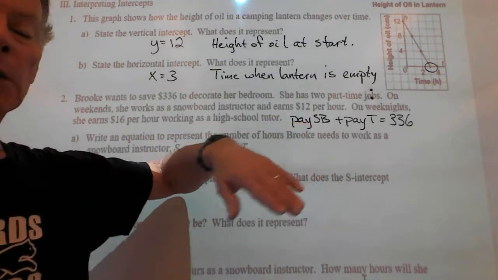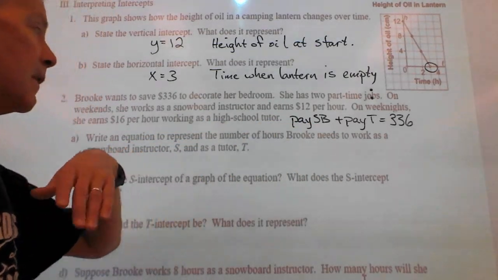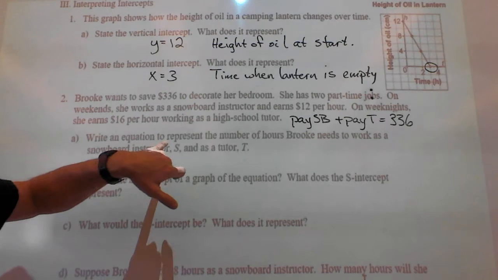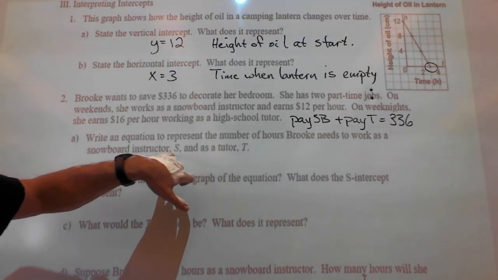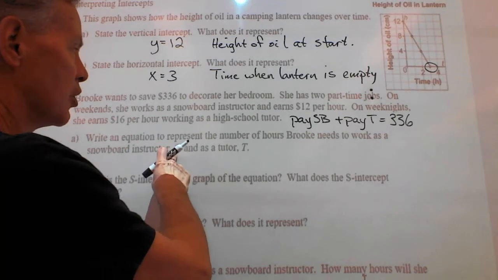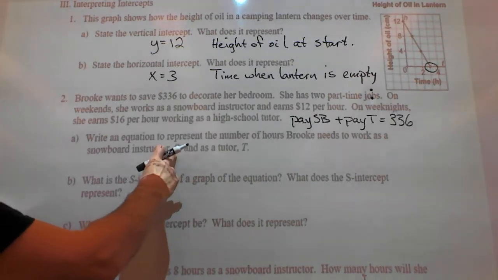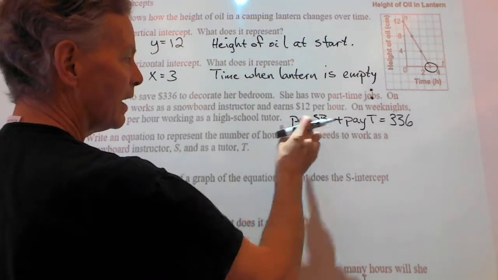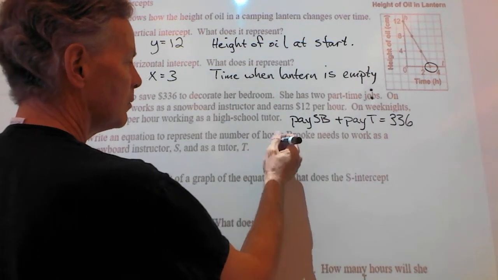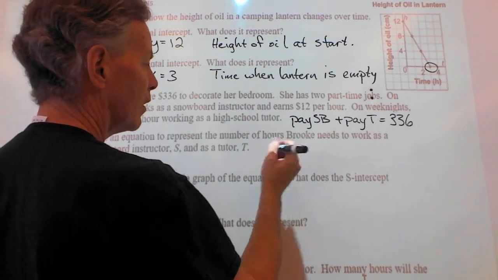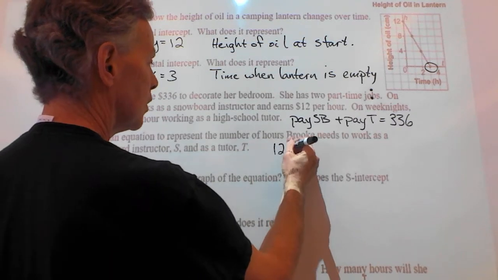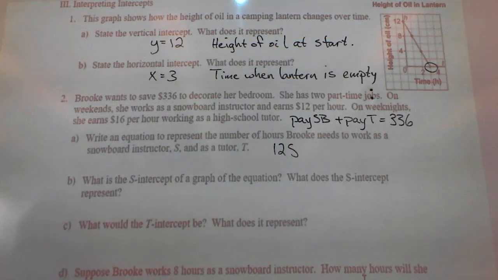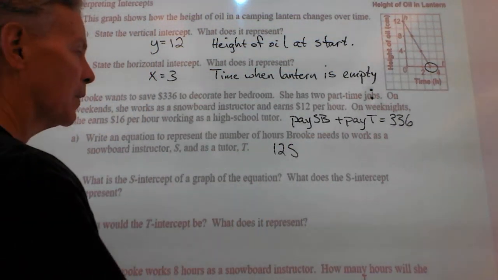Let's try and get a little bit more mathy about it. S would be her snowboarding job, and for her snowboarding job, she gets $12 an hour. So her pay at her snowboarding job would be $12 an hour multiplied by the number of hours she works, 12S. Okay?